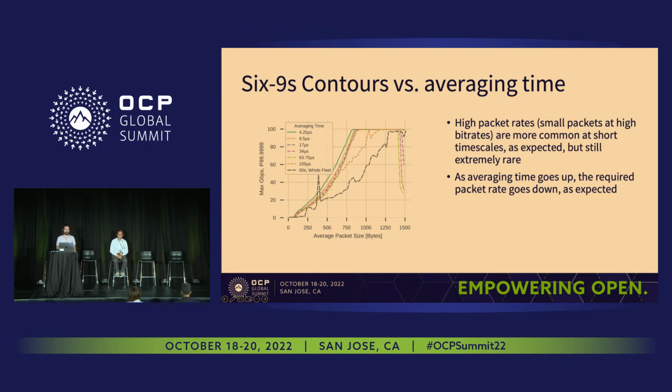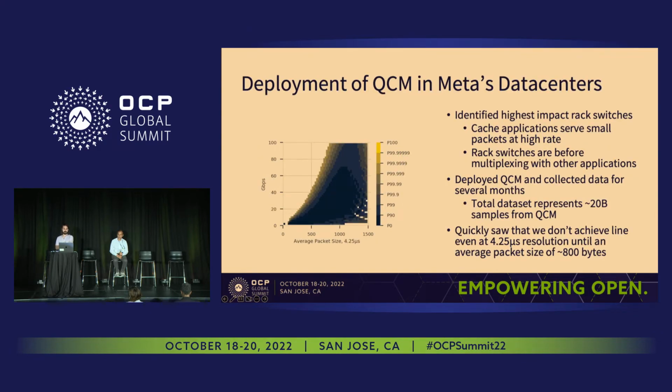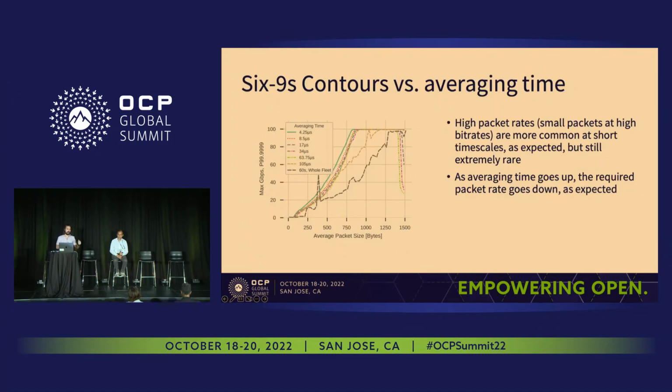Here, we took the same plot as the previous slide, but we drew the 6 nines contour at different averaging times. And what we see is that as you increase the averaging time, the average packet size you need to hit full line rate increases. So we get bursts of packets at maybe an average packet size of 750 bytes at line rate for maybe 4 microseconds. But even if you're talking about 20, 30 microseconds, those bursts don't last that long. So the utilization is actually even lower over tens of microsecond scales.